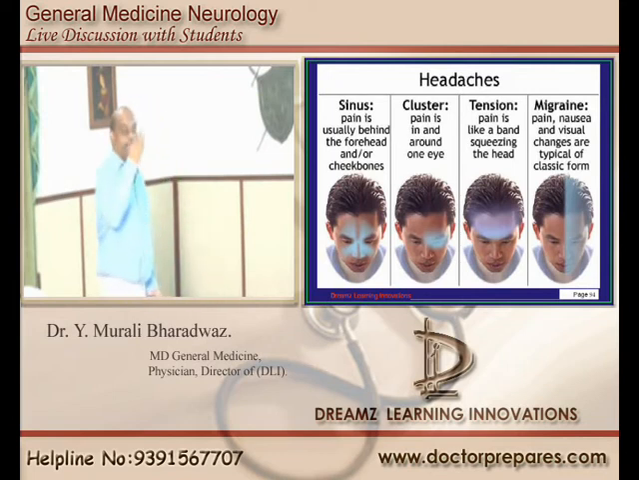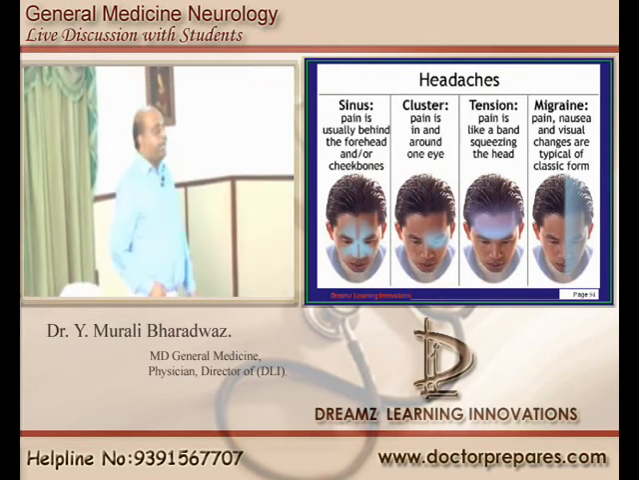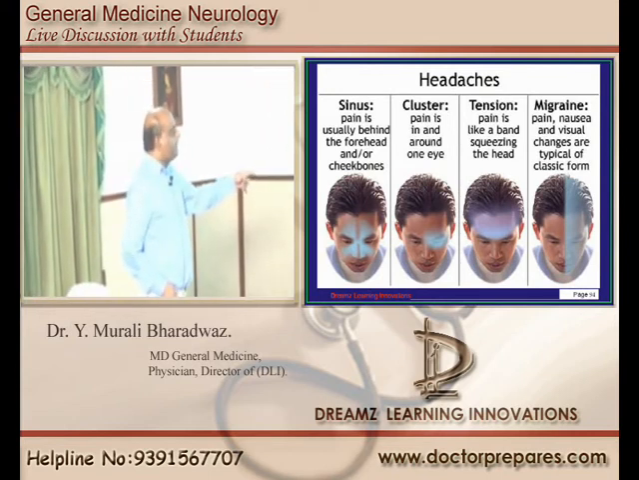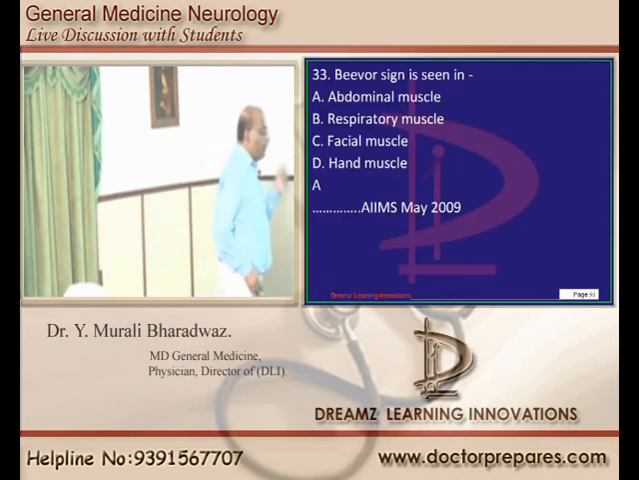So doctor, sinus pain, typically location of sinuses. Cluster headache is in and around the eye, periorbital. Tension headache, we all suffer at the time of exams, is like a band squeezing the head. Then migraine, pain, nausea and visual changes typically seen in the case of the classic form. That's how you identify. What is Beevor's sign?